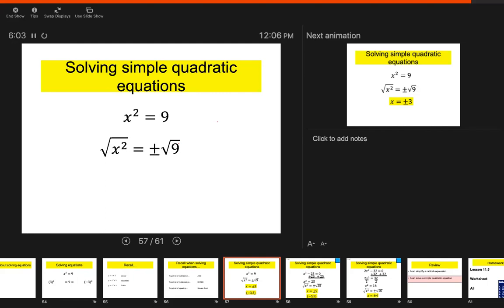Square root of x squared: 2 is even, take half of that, it ends up being x. On the other side, though, we have to consider that the answer could be positive or negative. Square root of 9 is 3. So we get a final answer of x equals plus or minus 3.